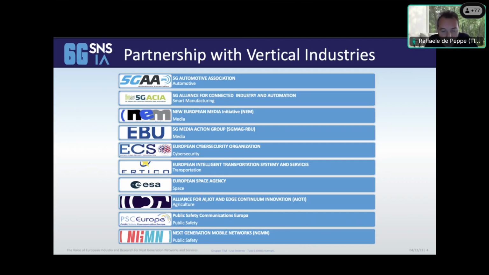This is the portfolio of membership in vertical sectors that we have been able to build in all those years. As you see, 5G-ACIA is our partner for smart manufacturing, but we also have partners for automotive, media, cybersecurity, transportation, space, agriculture, and public safety. So we have MoUs in place with all those associations with which we collaborate in each vertical sector.